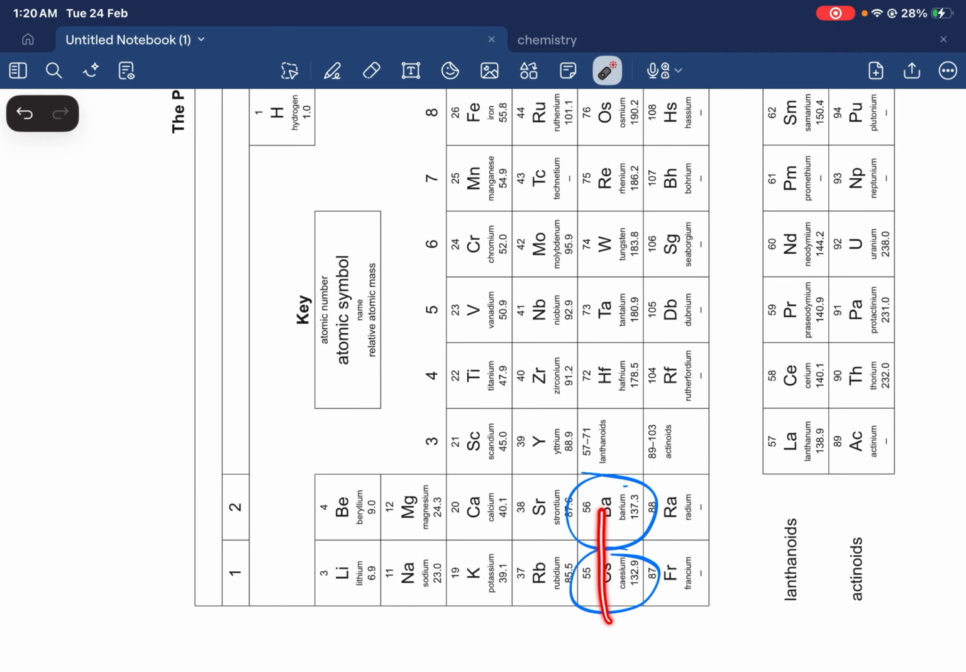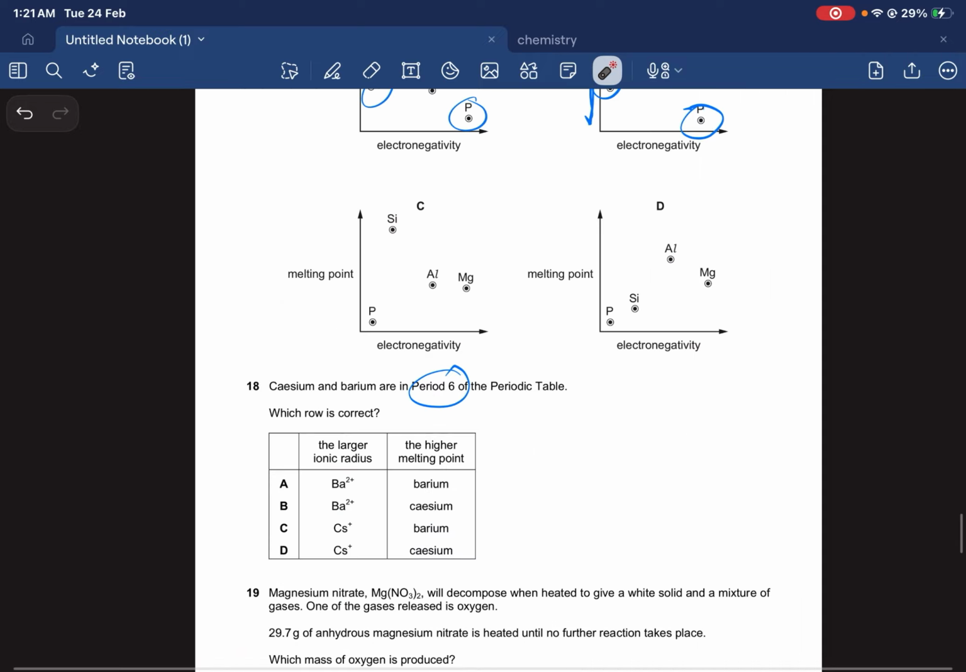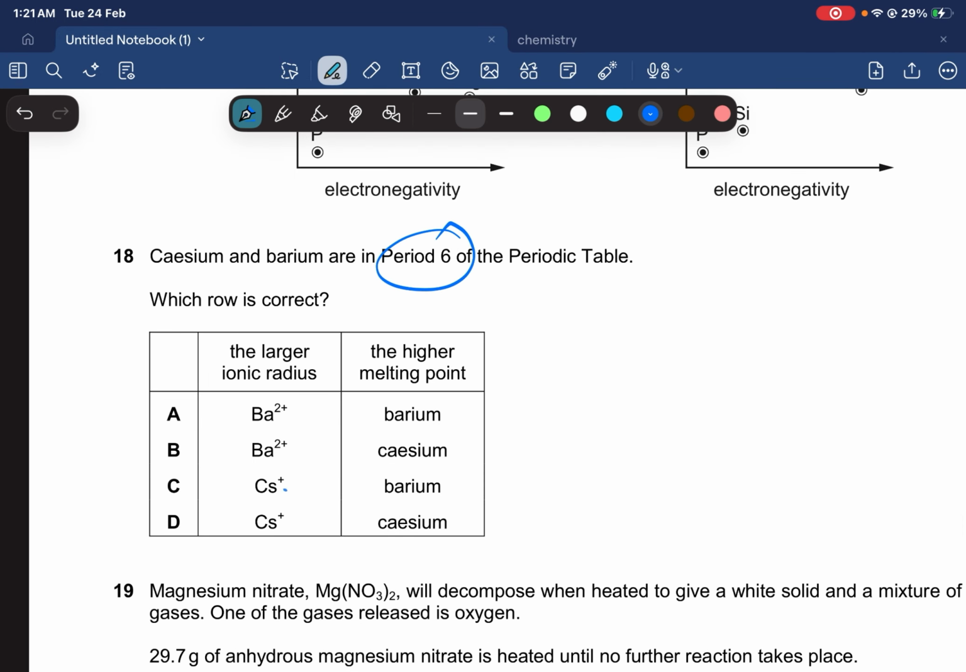We know that across the period, what happens to ionic radius? Does it increase or decrease? It's going to decrease because the nuclear charge is increasing. Barium has 56 protons while cesium has 55 protons, whereas the electrons are going to be the same once they form ions. So the greater ionic radius is going to be that of cesium.